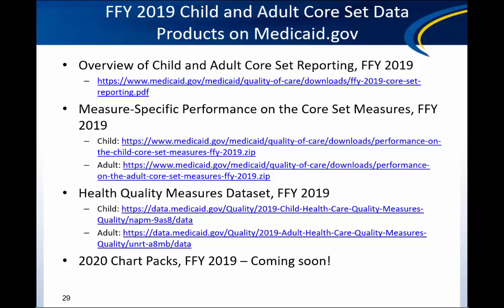We also have a summary document for reporting on the child and adult core sets. It's a fact sheet, which is a quick, handy 3-pager that'll give you an overview of what's been going on with the core set reporting for that year, as well as the raw data being available on data.medicaid.gov. This year, we're publishing our chart packs separately from the rest of this information, and that information will be coming soon, sometime in the next 2 or 3 weeks, we expect. The health quality measures data set for the child core set is published separately from the adult core set, so you'll see links here for the child and adult measures as separate hyperlinks.